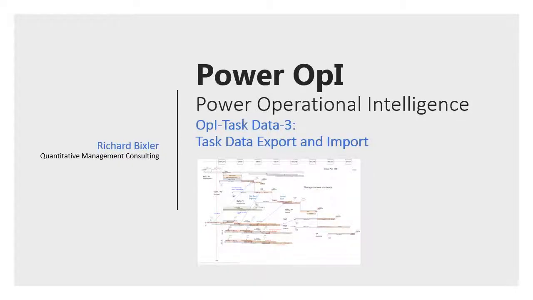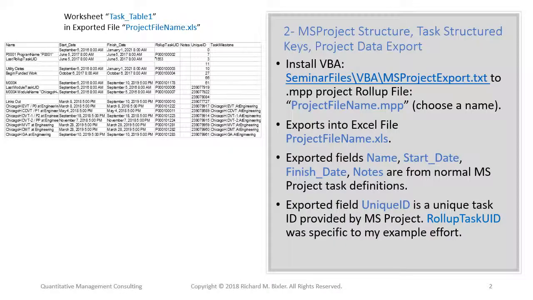This is Task Data Part 3, Task Data Export and Import. We want to be able to export task data from MS Project so that it can be picked up by Excel and used with joins to be associated with logistics held in Excel tables.